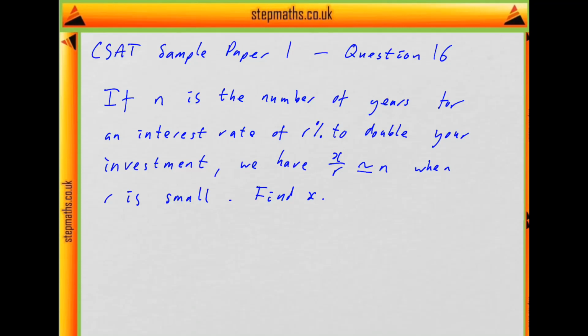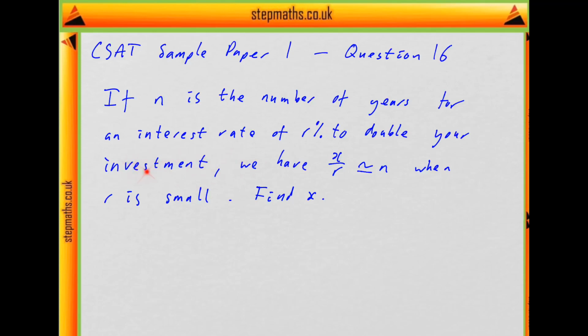This is question 16 from the first CSAT sample paper. So this question is a little bit hard to interpret, but this is the way I interpret it, and I think this is the way that gives a sensible answer. So we're looking at the number of years for an interest rate of R% to double your investment.